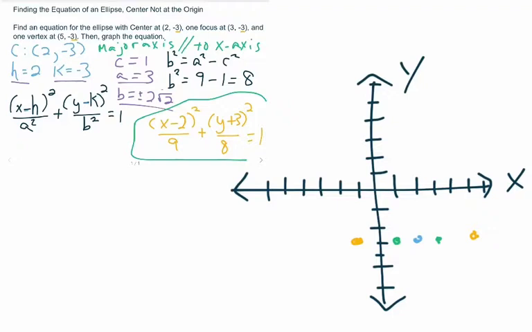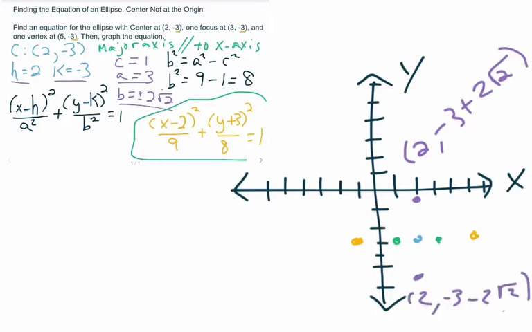Our additional points are at x equals 2, and then y is -3 plus 2 square root of 2. And we have another point at (2, -3 minus 2 square root of 2). Now we're ready to draw our graph.